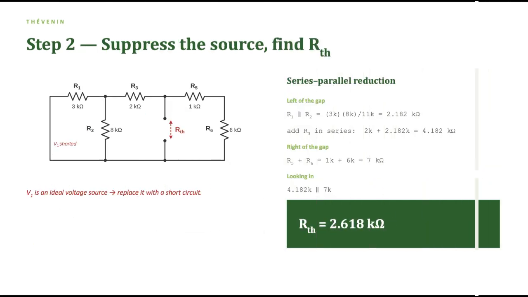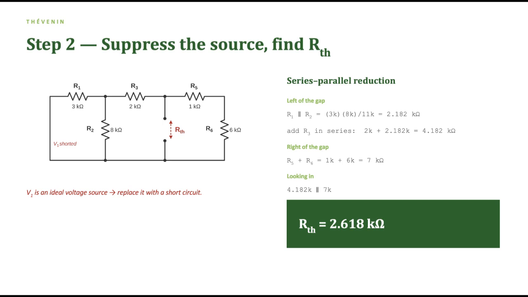Suppress means short the 111 volt source. Not remove it, short it. The wire stays. This distinction matters. A removed source leaves an open, a suppressed one leaves a wire. Now look into the gap from the terminals and reduce.